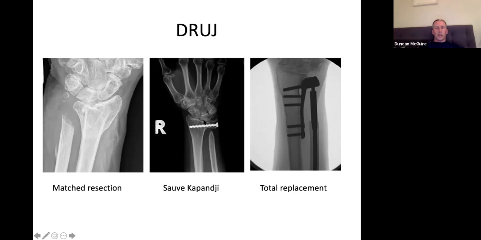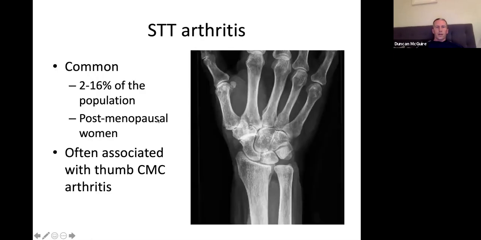Sauvé-Kapandji is another option, but results aren't great with this. It's being done less and less. You still get the problems of the instability of the ulnar stump. The stump would load against the radius, so it's not recommended. Total replacement is an option, but this is really just a salvage, and it's not even available in this country. It costs about 120,000 Rand, so we don't ever do that.